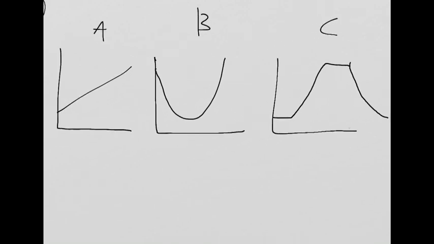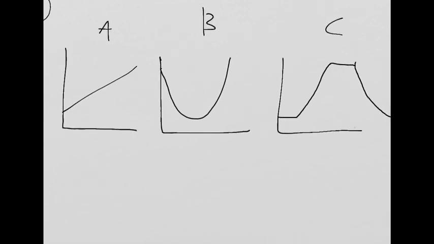The x-axis, I'll just label the first one, but it's the same for all of them. This is time in hours. And this is number of bacteria. Writing sideways on an iPad is hard.